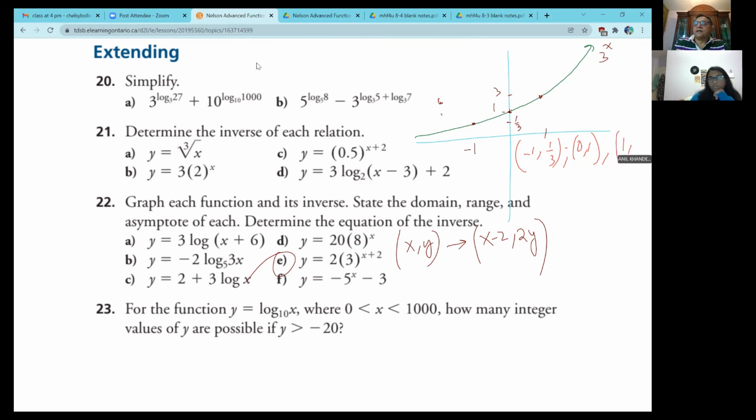Add 1, we have 3, correct? Yeah. Now, let's apply the transformation x minus 2. We'll make these points: minus 1 minus 2 is minus 3. Let's do this, and this will be minus 2. And this will be minus 1. Is it clear, these 3 points?